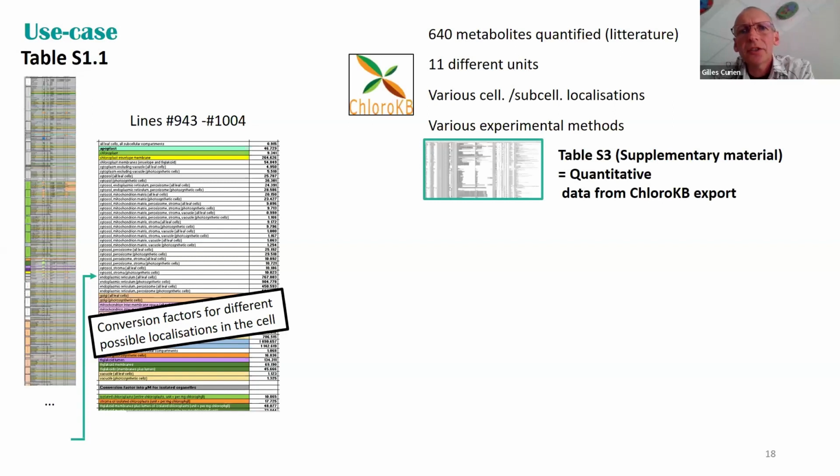We have lots of quantitative data that have been collated for maybe 10 years in ChronoKB. So it's not actually 640 metabolites, it's 640 data on metabolites. Sometimes we have many data for the same metabolite. We have the various cell and subcellular localizations, and various experimental methods. This is table S3 that you will find in the supplementary material. It's what we can export directly from ChronoKB.